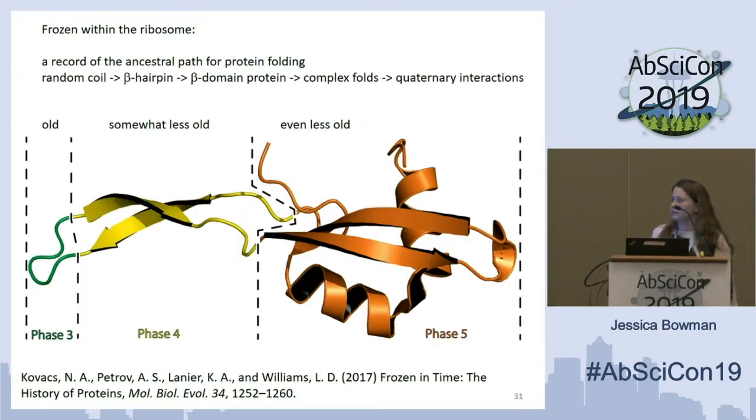So there's another person in our group, Nick Kovacs, who looked at protein folding over the different phases of the ribosome and found that we don't have any ribosomal proteins in phase 1 or 2, but in phase 3, the proteins are really characterized by random coils. This is unstructured protein, and this has been shown by another graduate student from our group, Catherine Lanier. Then in phase 4, we start to have some beta hairpins. And in phase 5, we have more complex folds with beta hairpins and some alpha helices.